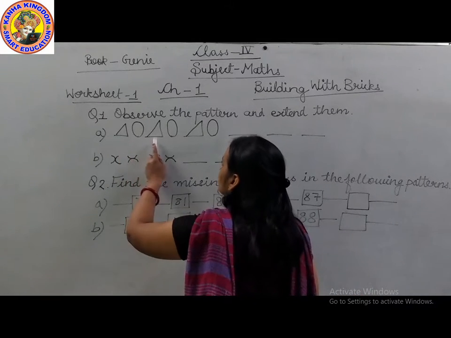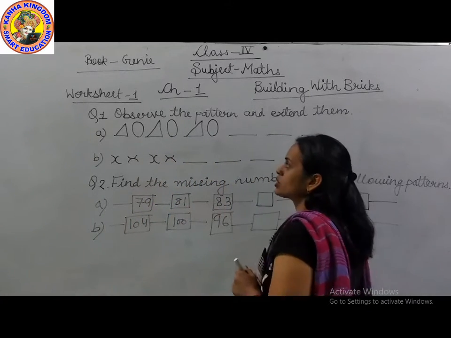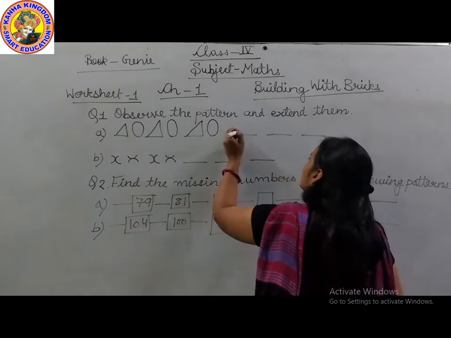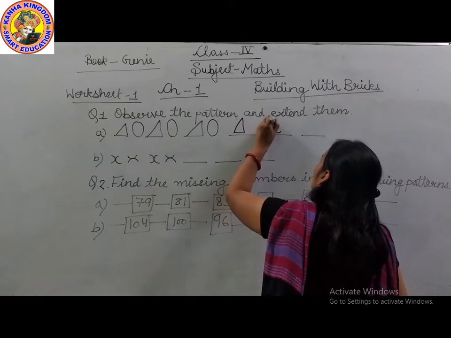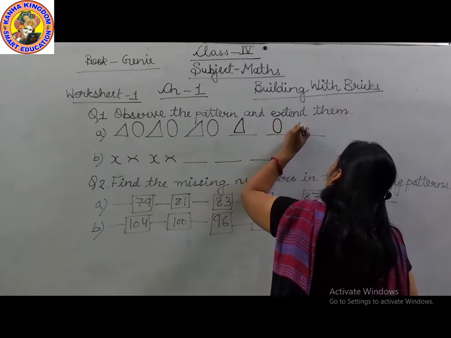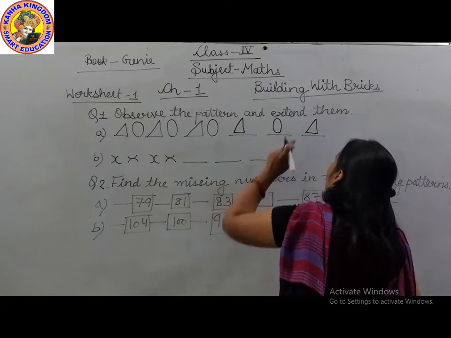Triangle, oval, triangle, oval, triangle, oval. So what was the next? Triangle. Then oval. Then triangle. Okay.